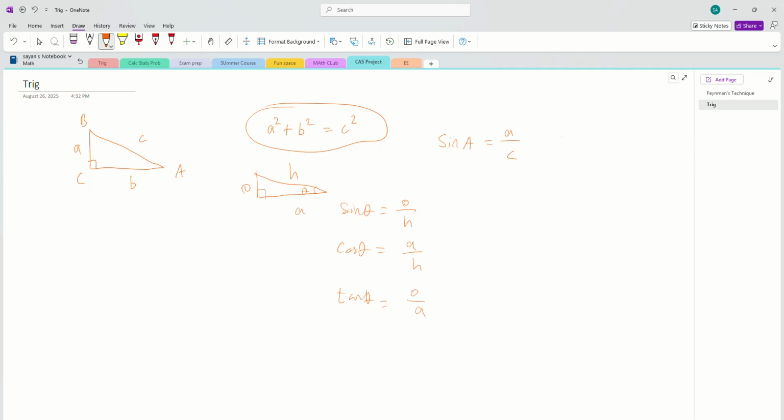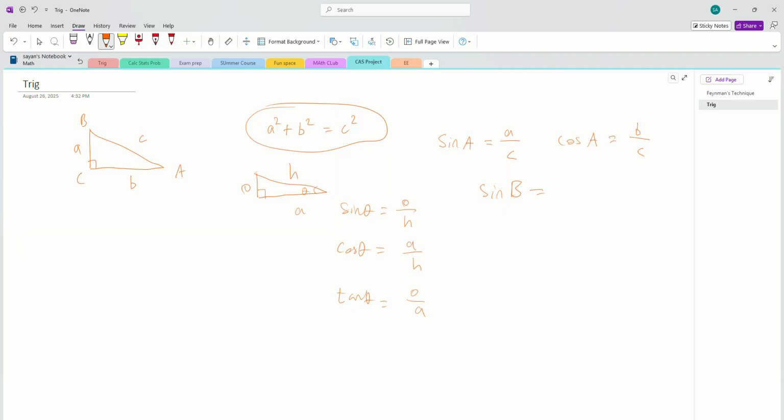Now let's go over cosine A. Ooh, what is cosine A? Okay, let's see. We want our adjacent, which is b, and we want our hypotenuse, c. Boom. Okay, now let's try and get sine of B.